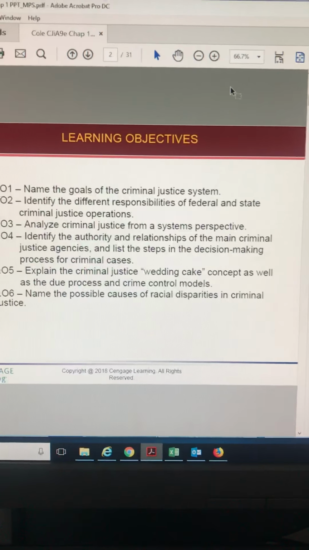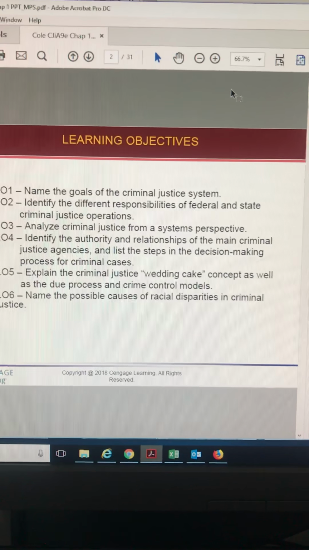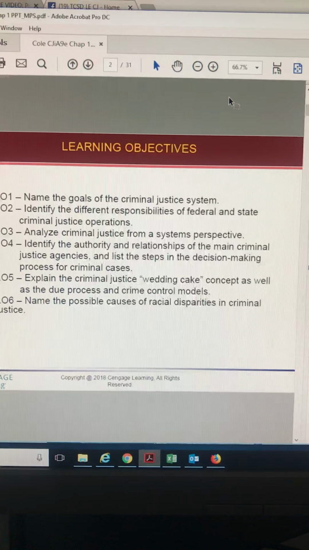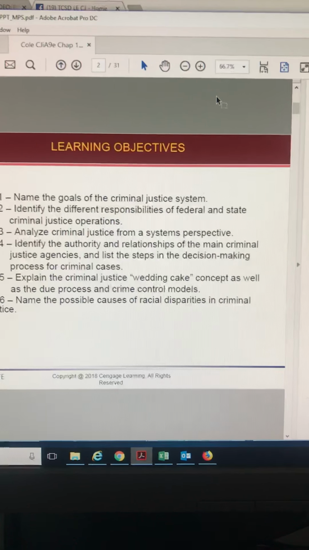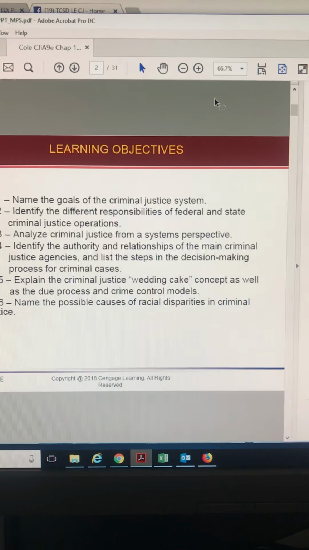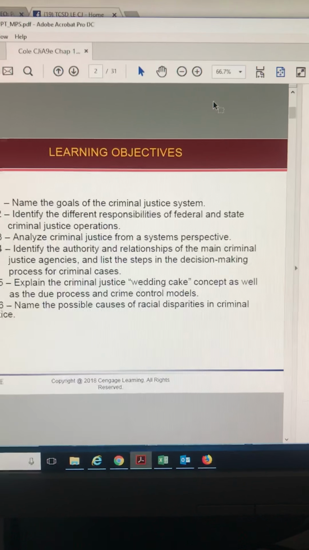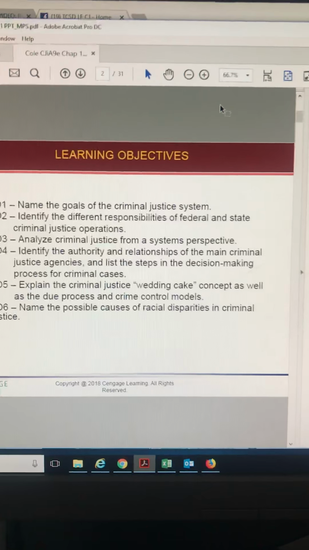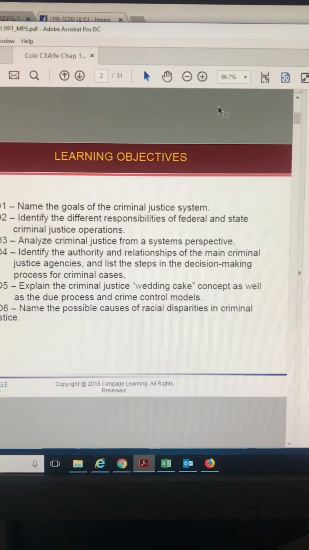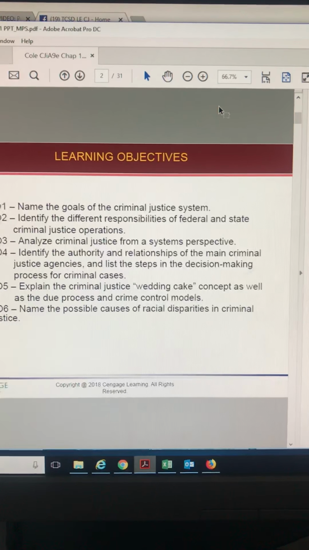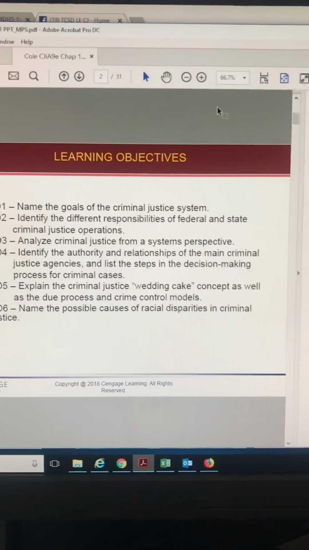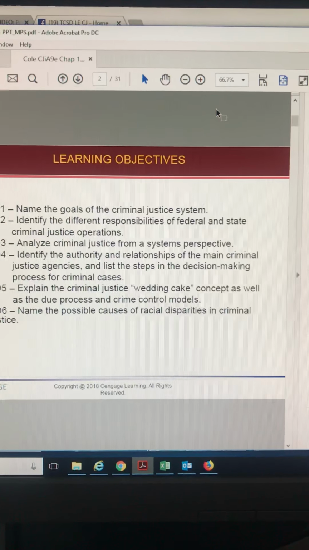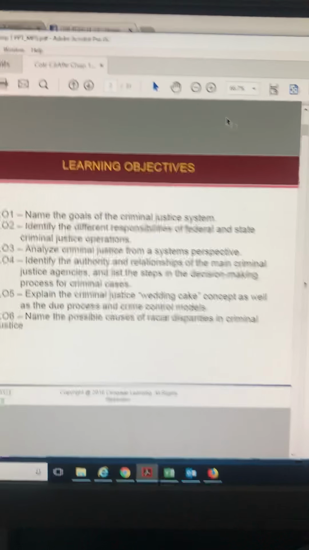We're going to analyze criminal justice and all the systems. We're going to look at the authority and relationships of the main criminal justice agencies. We discuss some of the higher agencies, FBI, Secret Service, United States Marshals. Explain the criminal justice system. You're going to learn about two models, the wedding cake and the picket fence concepts, as we talk about the process of crime. And we're going to look at the possible causes of racial disparities in criminal justice.